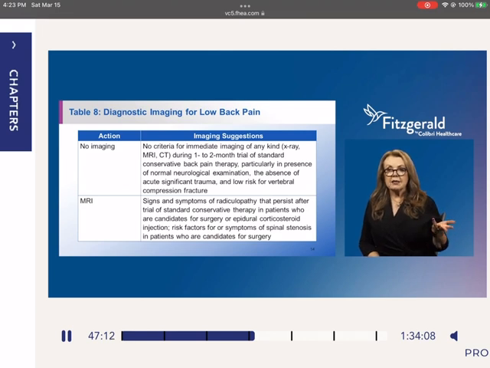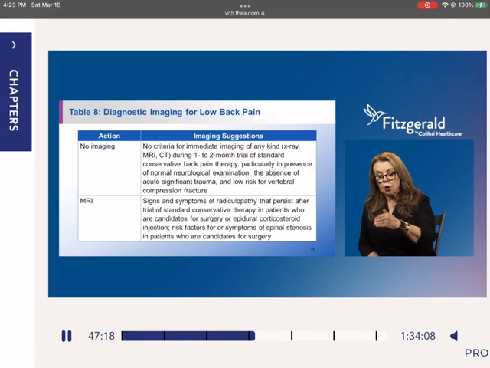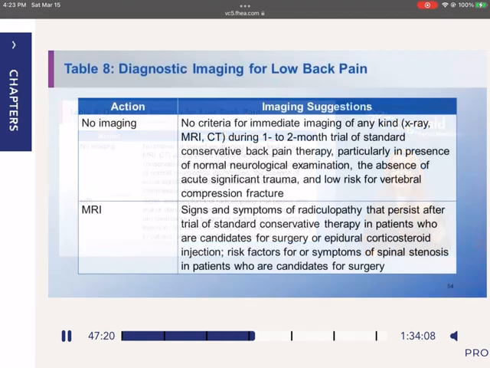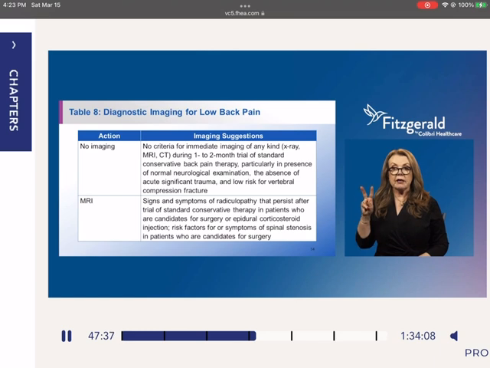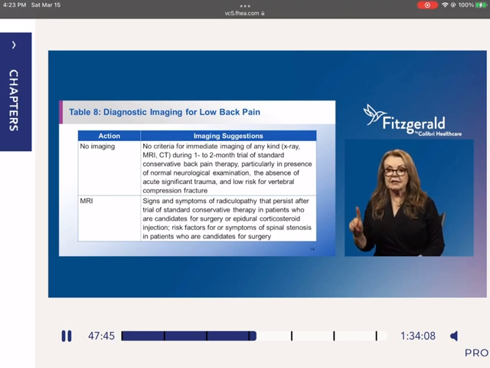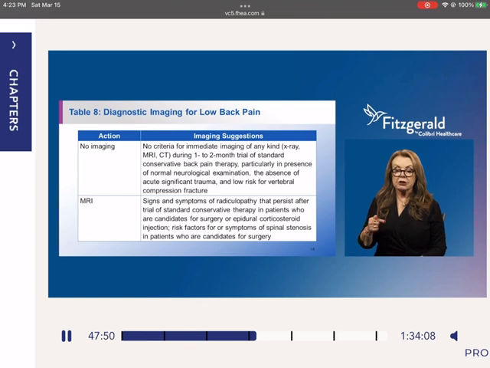Now, what about diagnostic imaging and low back pain? Here's what we're going to do. We're going to go to best evidence. No imaging will generally be what we're doing during the conservative therapy. No criteria for immediate imaging of any kind, X-ray, MRI, CT, during the 1 to 2 month trial of standard conservative back pain therapy, particularly in the presence of a normal neuro exam, the absence of acute significant trauma, and low risk for vertebral compression fracture.